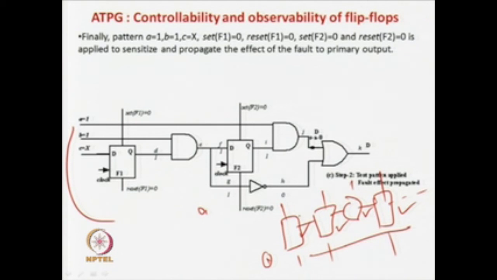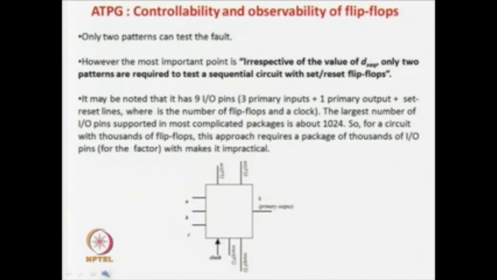One pattern: if you want a 1 over here, you make set equal to 1, reset 0. If you want to get a 0 over here, make set equal to 0 and reset equal to 1. And similarly, if you want to again get a 0 over here, make set equal to 0 and reset equal to 1. All these things you can apply in parallel because all the flip flops are individually controllable, that you have to assume, and then your problem is solved. So, 2 patterns are done for this one.